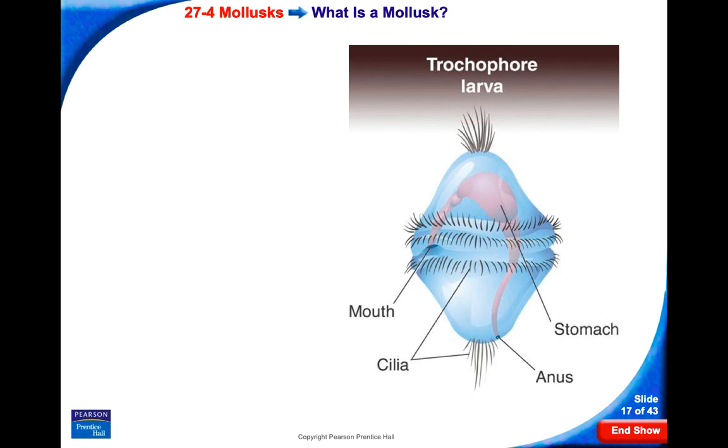Here is what a trochophore looks like, really up close. As you can see, it looks absolutely nothing like any of the mollusks we've seen so far, and it's microscopic. Eventually, depending on where it came from, this has the potential to develop into a mussel or a clam, or a sea slug, or sea snail.